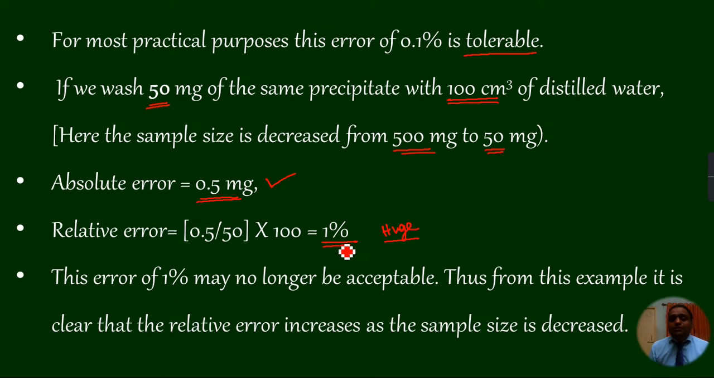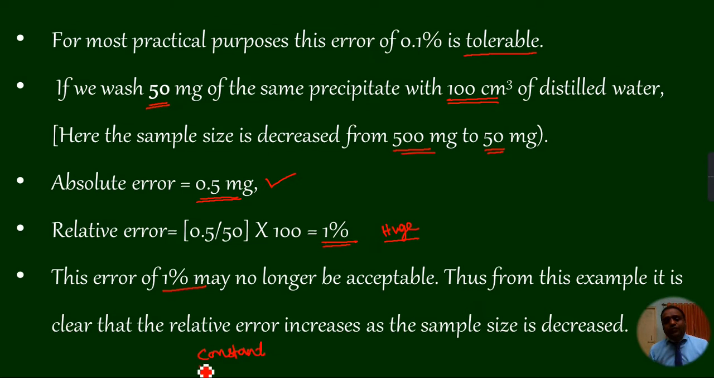So this is not acceptable, that you are having a 1% relative error in the measurement. This error of 1% may no longer be acceptable. Thus from this example, it is clear that the relative error increases as the sample size decreases. This kind of error is called a constant error. So this is an example of a constant error.